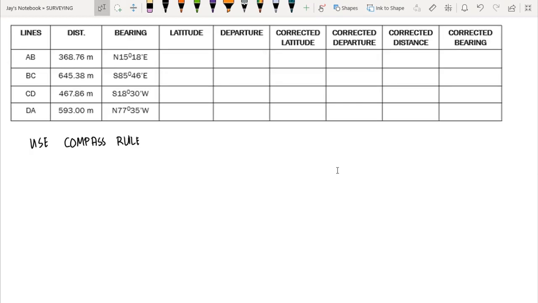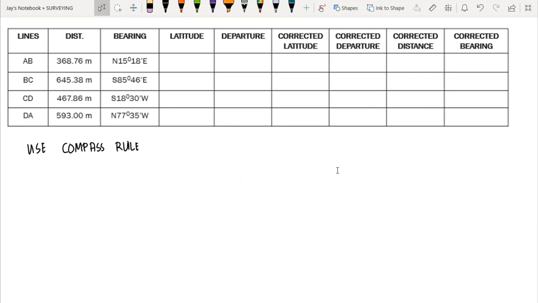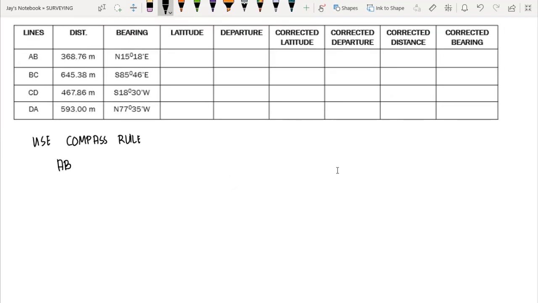To compute the error of closure, we need to compute first the latitudes for every line, as well as its departure. Now let's start from line AB. To compute the latitude, I have derived the formula in the first part of this discussion, and we know that the latitude, or the distance along the latitude, is equal to the distance of the traverse times the cosine of the bearing angle. So let's compute the latitude distance.